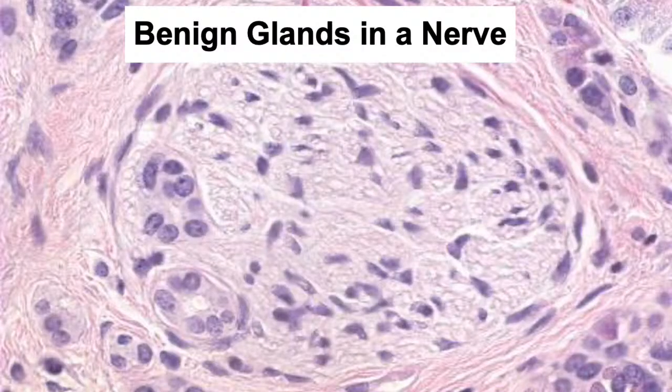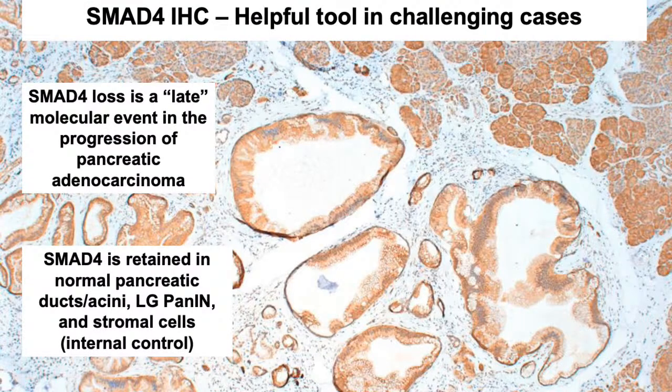So unfortunately for us, all glands in nerves are not malignant. It is possible, quite rare but possible, to have benign glands in a nerve, and particularly in the setting of longstanding chronic pancreatitis. And so very bland glands in a nerve with no other features of cancer can still be a benign process. In equivocal cases, immunohistochemistry for SMAD4 can be helpful to distinguish benign from malignant.